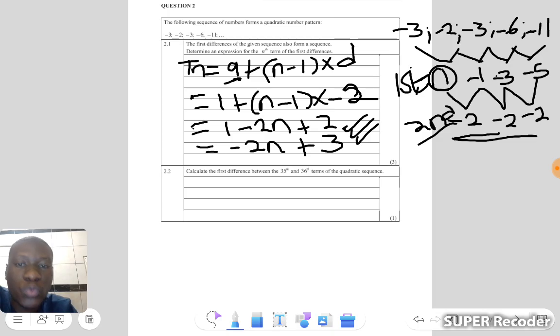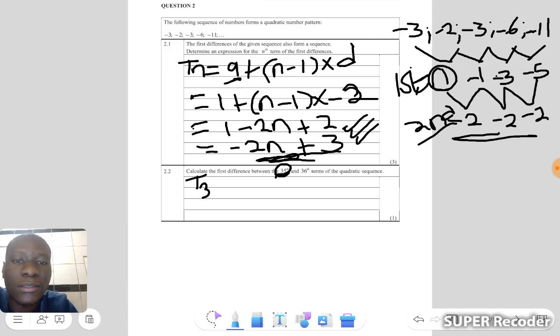So let's go to 2.2. Calculate the first difference between the 35th and 36th term of the quadratic sequence. Here in this situation, you are going to use the general formula that you have found to calculate the first difference between 35 and 36 as specified in this question. All the time that you see a question like this, just know that you will have to use the smaller number between these two. The smaller number between 35 and 36 is 35. That is what you will substitute in the general formula that you found above.